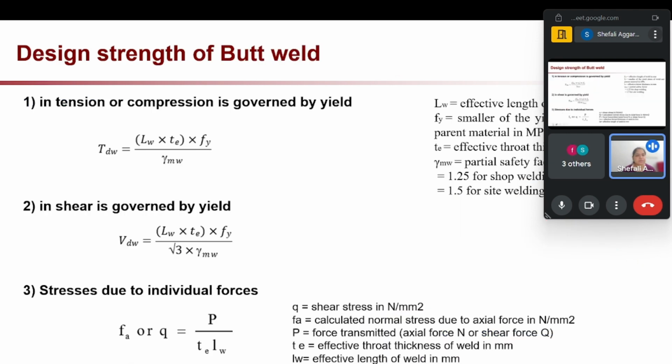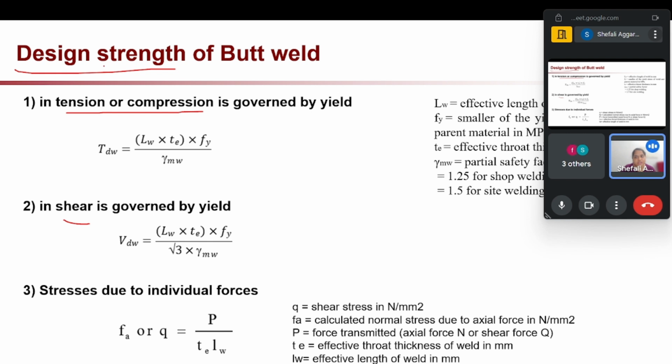So this was the main specification which we are considering for the design of butt weld. Next is, what are the different values which we are calculating for the design of butt weld? First is the design strength. So how are we calculating the design strength? First thing we have to consider is whether our butt weld is in tension, compression, or shear.